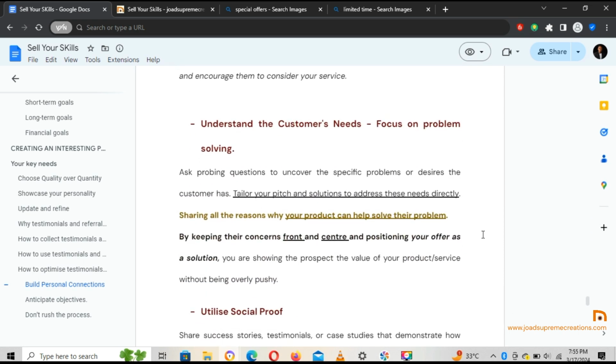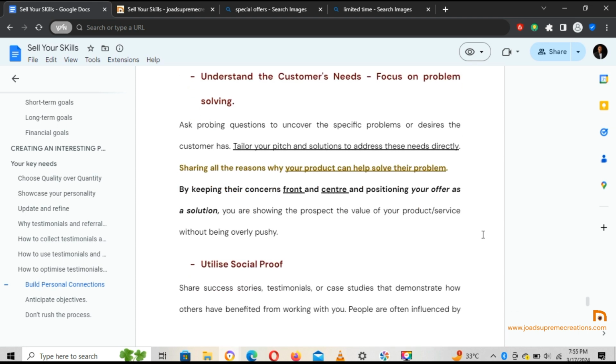But the next point is understand the customer's needs. Focus on problem solving. Ask probing questions to uncover the specific problems or desires the customer has. Tailor your pitch. Note this, tailor your pitch and solutions to address these needs directly, sharing all the reasons why your product can help solve their problem. By keeping their concerns front and center and positioning your offer as the solution, you are showing the prospect the value of your product and service without being overly pushy.